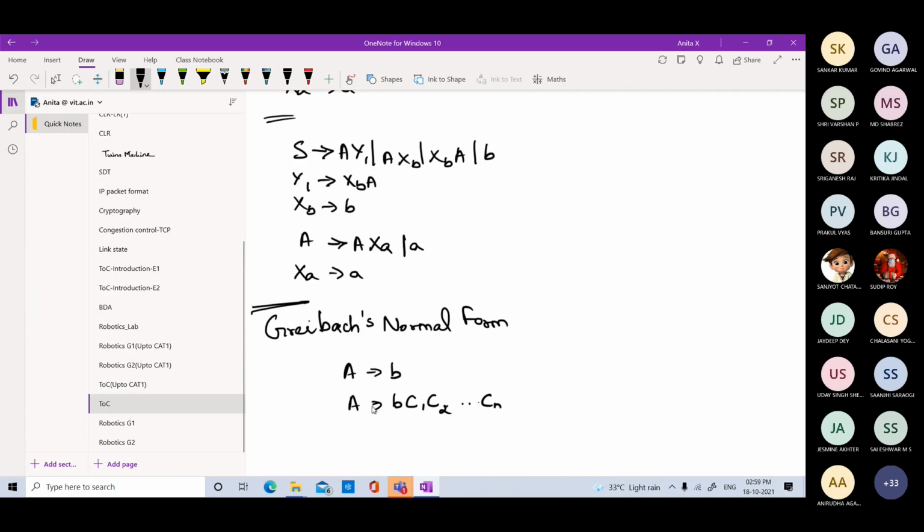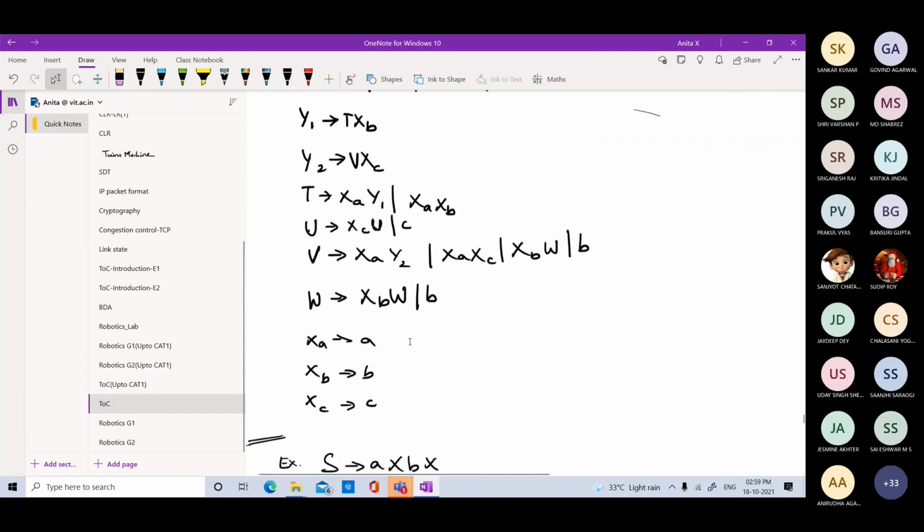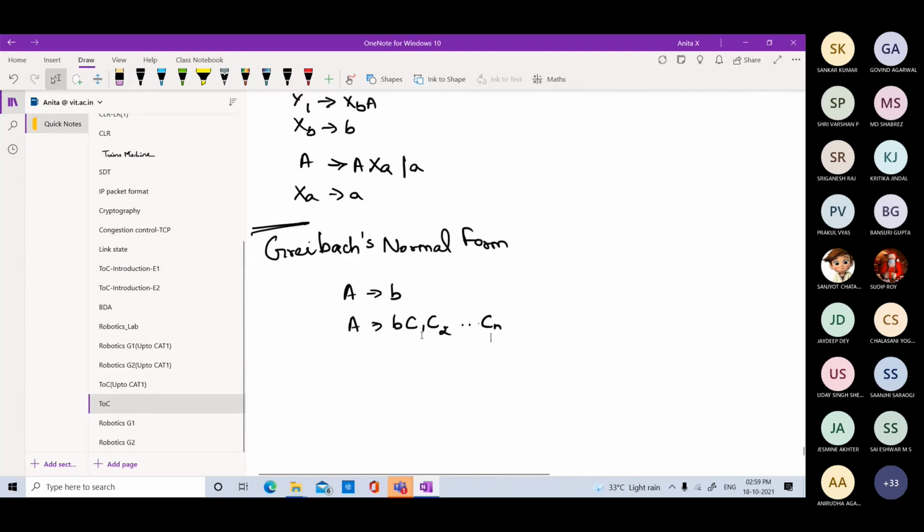Please make a note, and differentiate between Chomsky and Greibach normal form. Hope you can recollect: in Chomsky form, I can have either two non-terminals or only one terminal. Whereas in Greibach normal form, the production should start with a terminal and can have a sequence of non-terminals. So this is Greibach normal form.